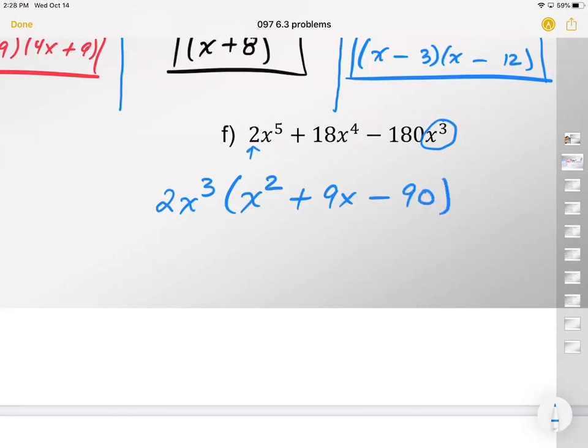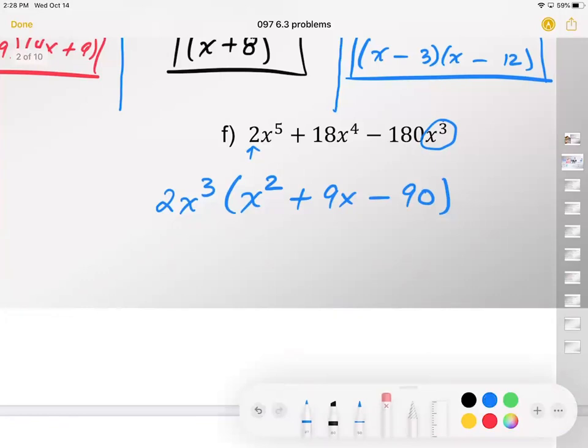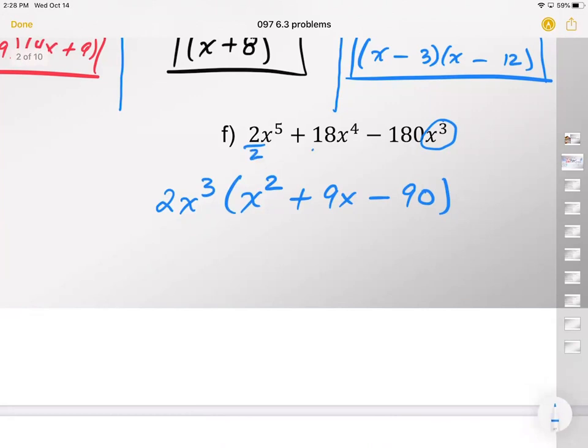And this is probably the hardest problem you will encounter. Why is it the hardest problem you encounter? Because 90 has so many multiples, right? Looking at this, first of all, everybody see that the GCF is 2, and basically all I did was I take 2. 2 goes into 2, 2 goes into 18, and 2 goes into this item, right? 2 going into 2 is 1, I don't have to write a 1. 2 going into 18 is 9, and 2 going into 180 is 90.